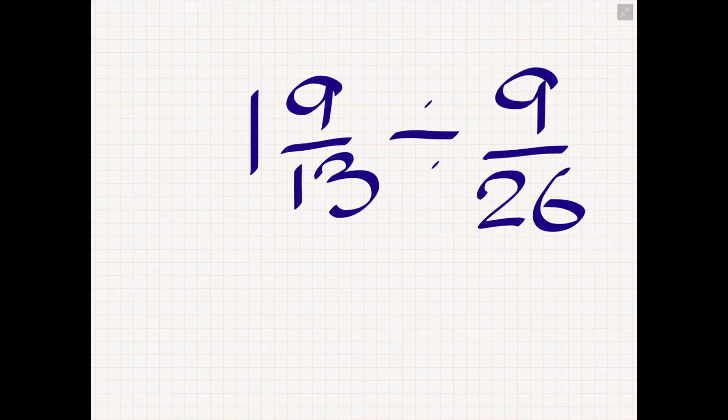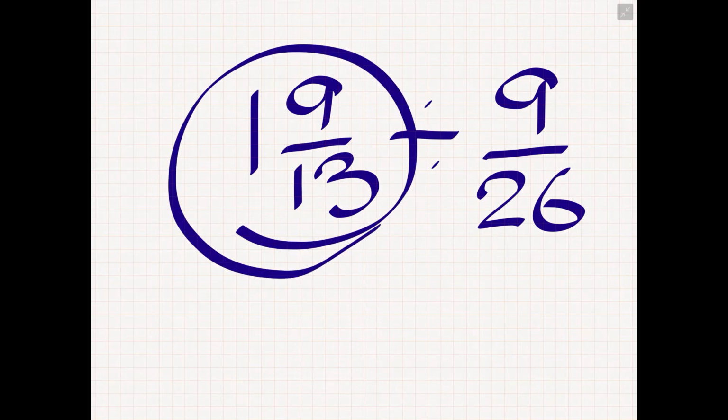Now, the first step that we have to take is that we need to check to see if there are any mixed numbers in the problem, and if there are, we need to convert these into top-heavy or vulgar fractions. So we will look at that process first. Since our problem has a mixed number, in this case it is 1 and 9/13, we will deal with that first.